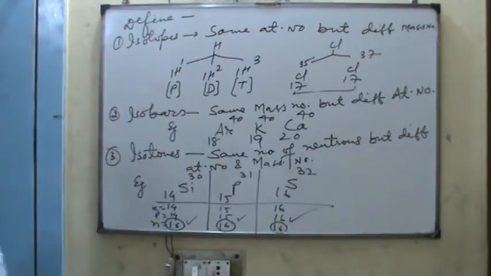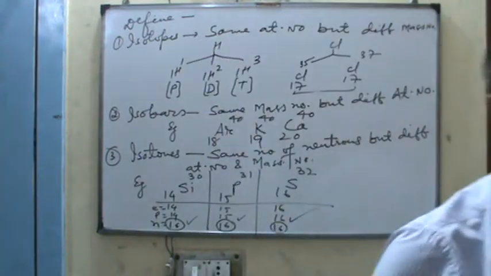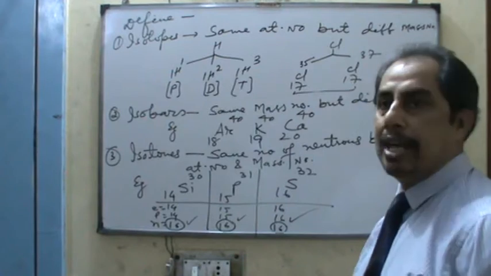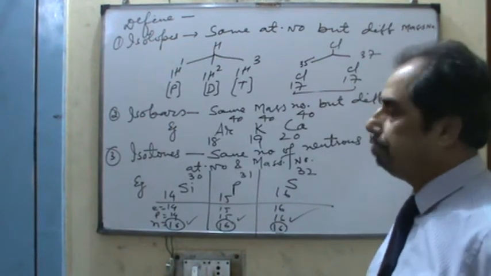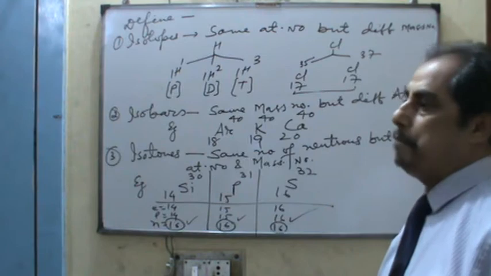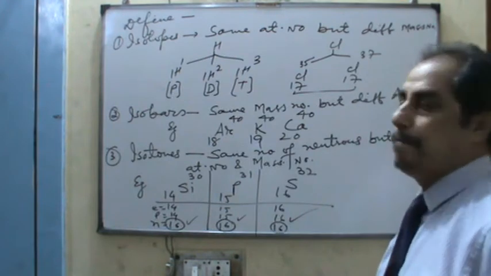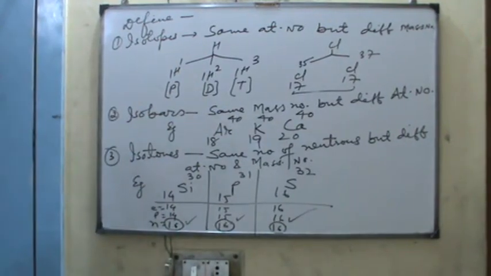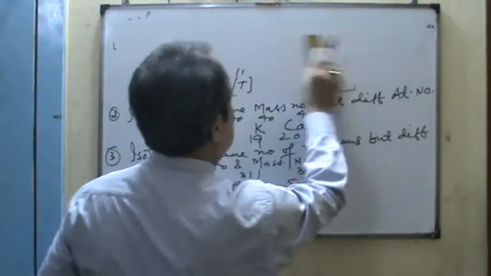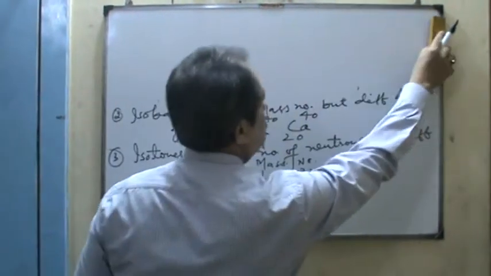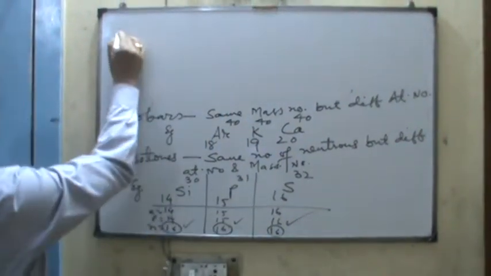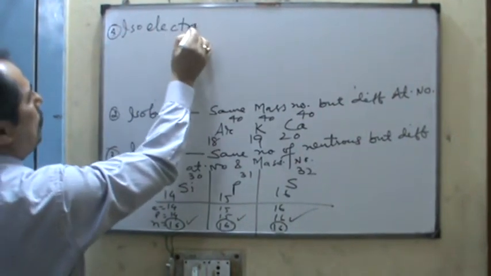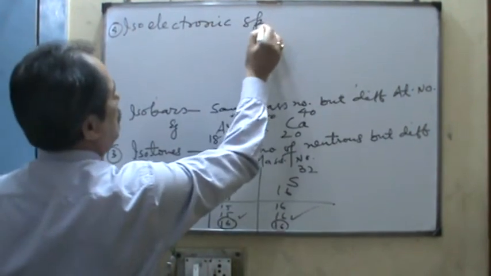Is it clear to everyone? Did you complete all that? Isotopes, isobars and isotones. So after that we take isoelectronic species.